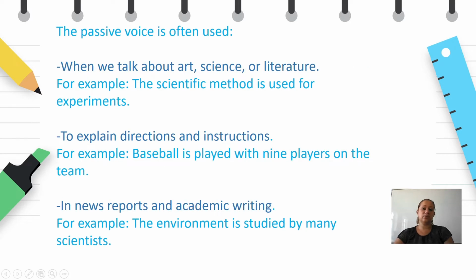So the passive voice is often used if we want to talk about art, science, or literature. Look at this example. The scientific method is used for experiments.